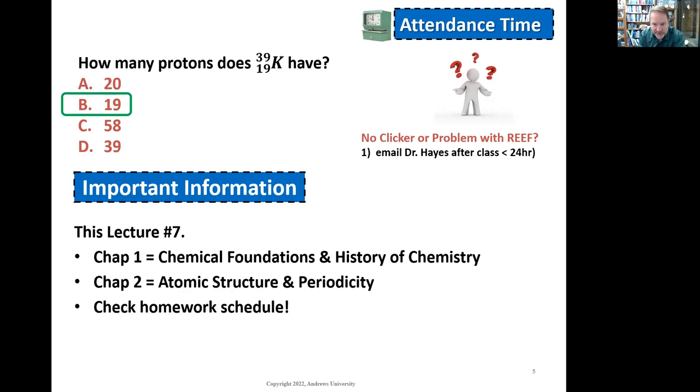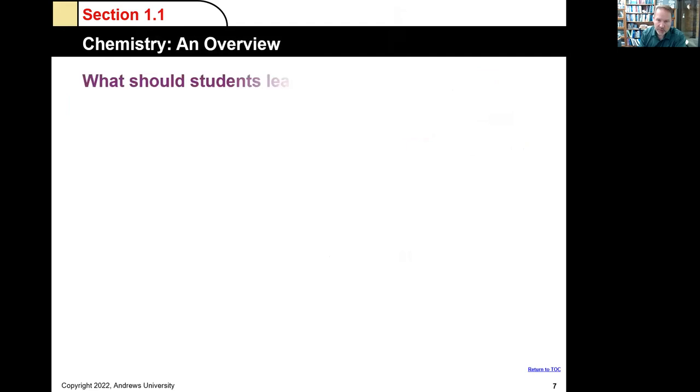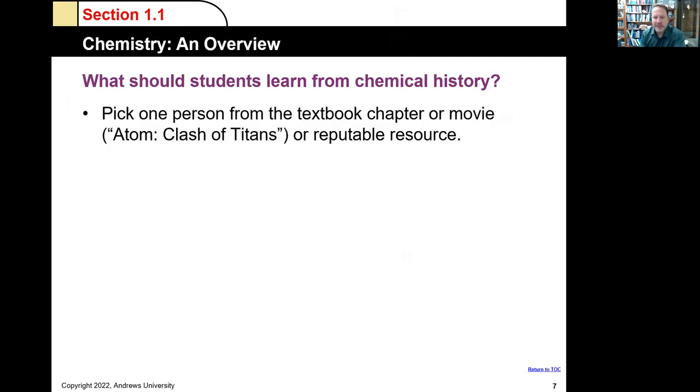All right, what we want to get into now is chapter 1, chemical foundations. Just a few things. We're going to go very quickly, watch a little video, and then move on to chapter 2. What would I like you to learn from chapter 1? Learn one thing, one person from chemical history. I'm going to show a little clip from a video. That would be something you can learn and memorize.